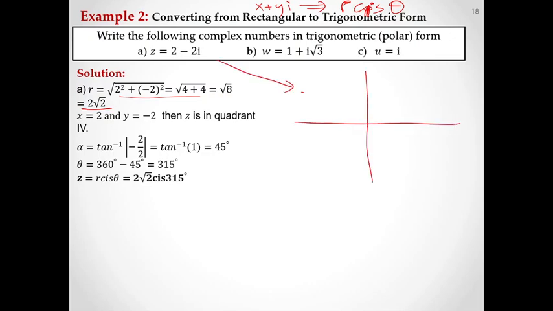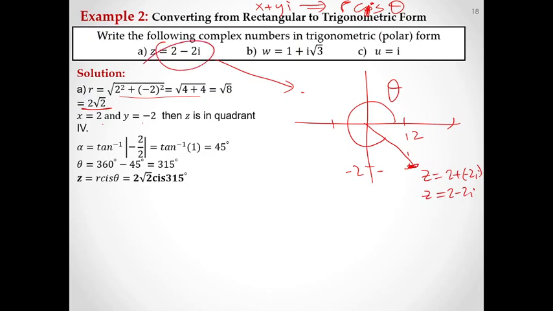Now, think of this. Put x and y in the Cartesian system. It's 2, and minus 2 is where? We have this point, and now we have this angle here. This will be our theta, and z is 2 plus minus 2i, so z is 2 minus 2i, so it's this one. Now we are trying to find this theta, and I need the reference angle. So what's the reference angle? Reference angle will be tangent inverse of minus 2 over 2.